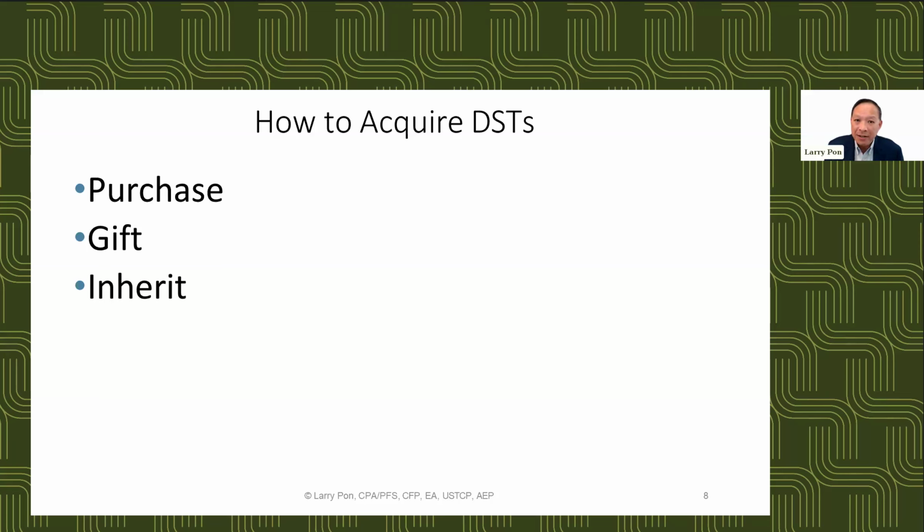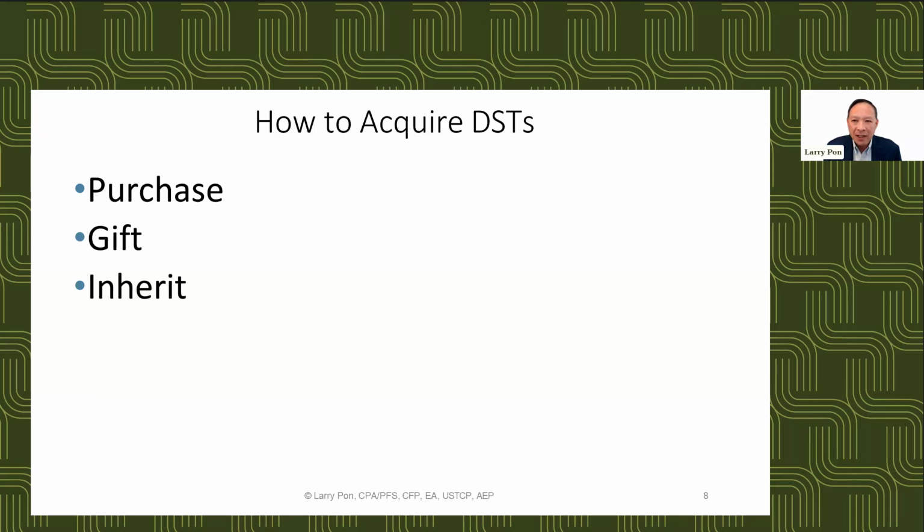The other way to get a DST is via gift. You can receive it as a gift. Or if you're the owner of a DST, you can gift it to a family member. Again, checking with the DST operator on what the restrictions are and how easy that is. But it can be gifted. So what does it mean when you gift it?